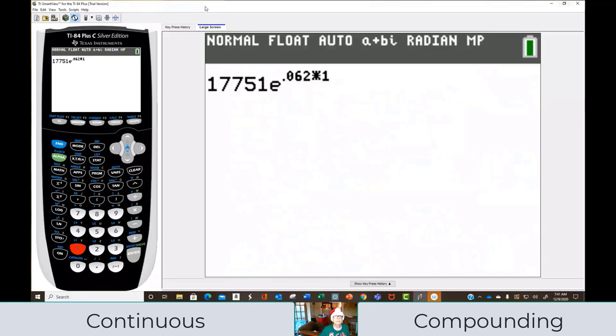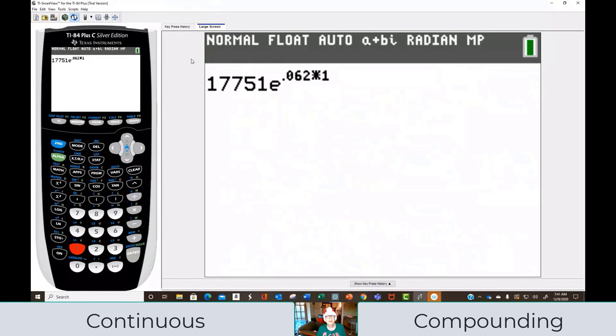Okay, now we're going to go to the calculator. This is what I've got in the calculator. 17,751. Notice there is no comma when you're putting a number into the calculator. 17,751 times E raised to the 0.062 interest rate times 1 year. And I'm going to hit enter.